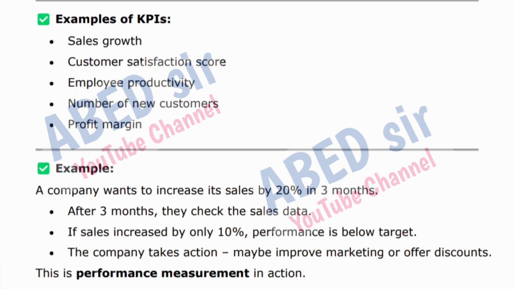Example. A company wants to increase its sales by 20% in 3 months. After 3 months, they check the sales data. If sales increased by only 10%, performance is below target. The company takes action, maybe improve marketing or offer discounts. This is performance measurement in action.